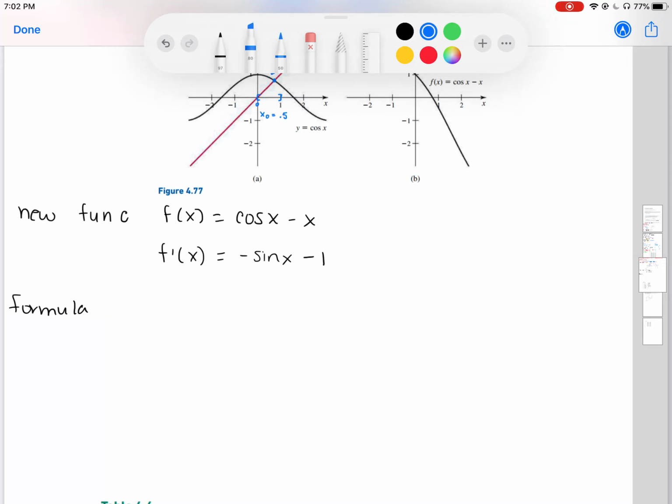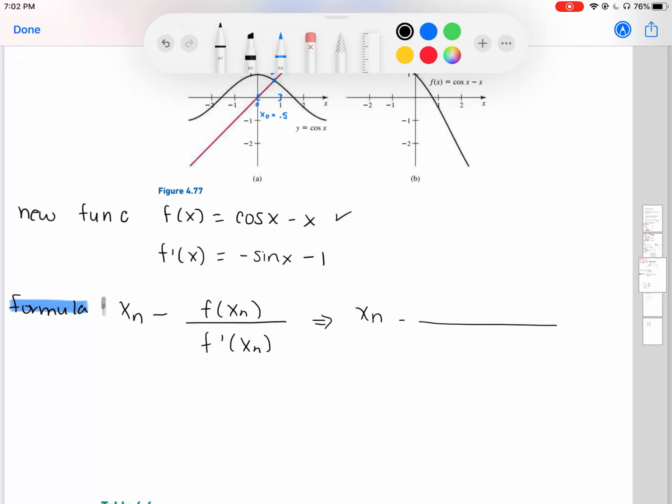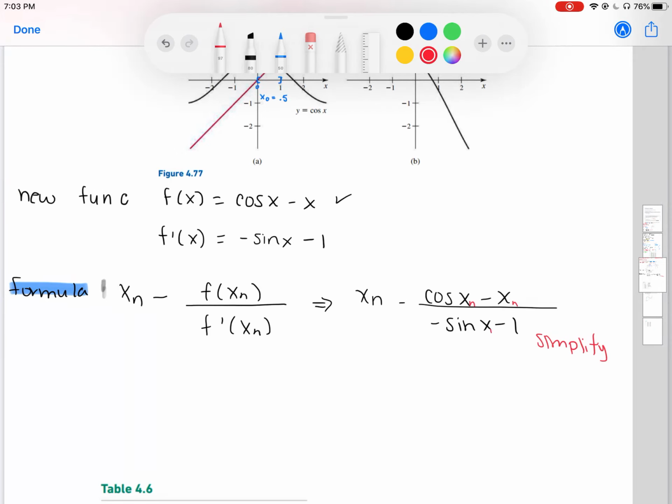Okay, next in our steps, we need to find, or create, that formula. From Newton's method, our formula comes from x sub n minus f of x n divided by f prime of x n. So we have all that set up. We have x n minus our function, which is cosine of x minus x, over our derivative, negative sine of x minus 1. Okay, let's simplify. Let's get this under the same denominator. And again, I make that same mistake of forgetting to write those little n subscripts.